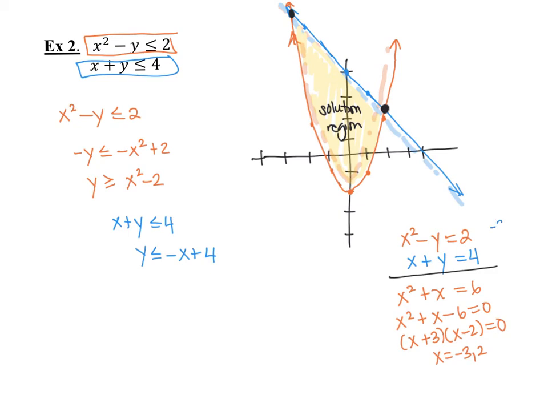If I plug in -3, I get y is 7. So this is -3, 7 up here. Make sure you label the vertex with the correct point. 2 plus y equals 4, y is 2, so this vertex must be 2, 2. And that looks okay with my graph, since my graph is on scratch paper, not on graph paper.